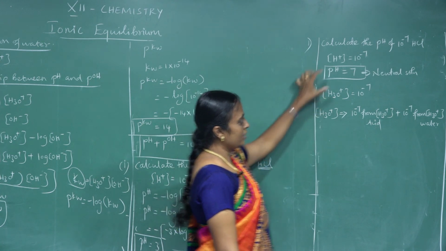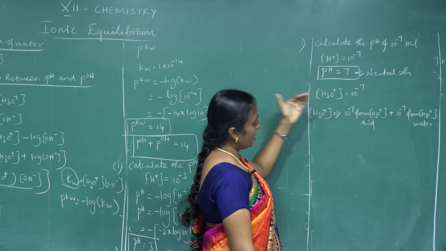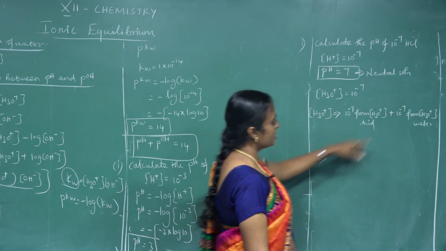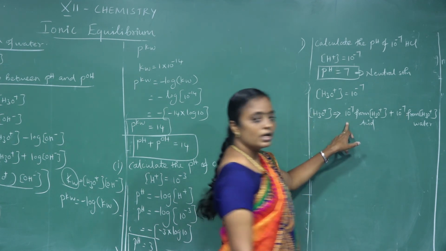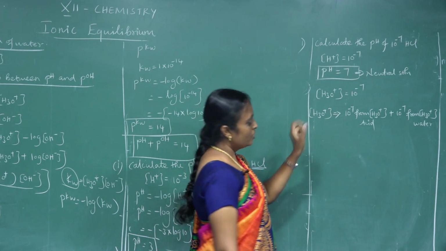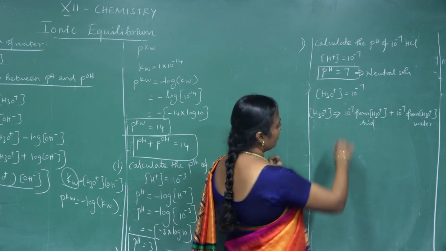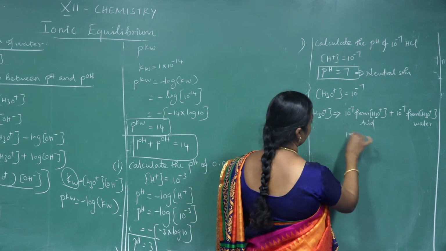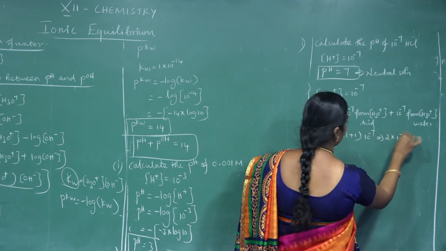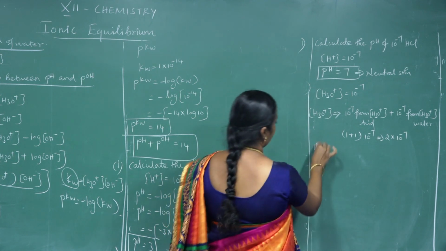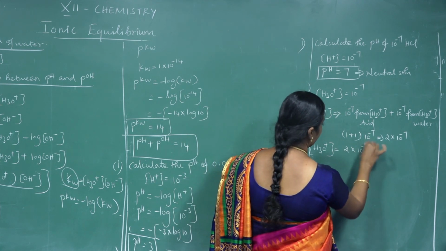So, if you get pH value equal to 7 for a given acid, it is not possible. So, in order to solve this, we are taking the concentration of hydronium ion from water. That should be added to the concentration of the acid also. So, when you add 10 power minus 7 and 10 power minus 7, 1 plus 1 comes to 2 into 10 power minus 7. So, the hydronium ion concentration, we have to consider 2 into 10 power minus 7.